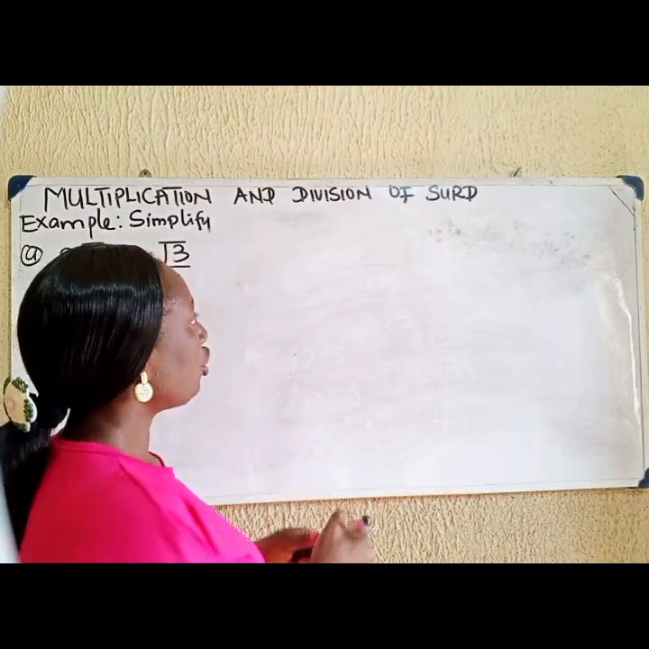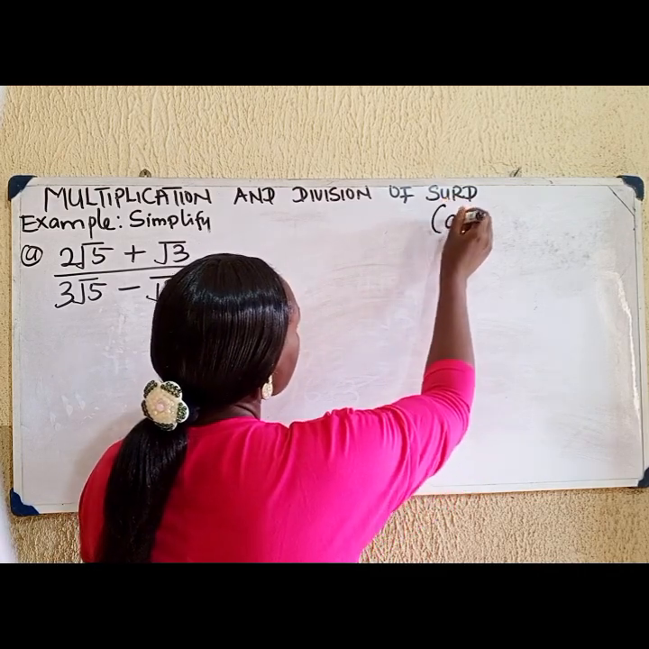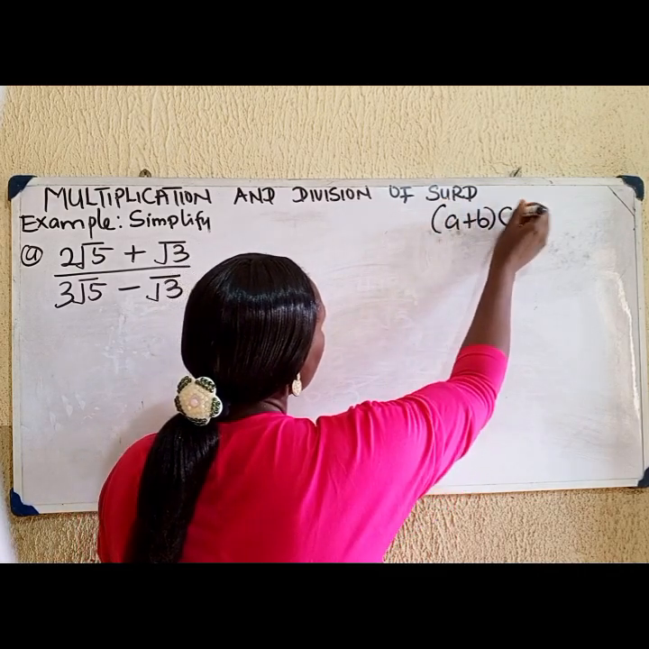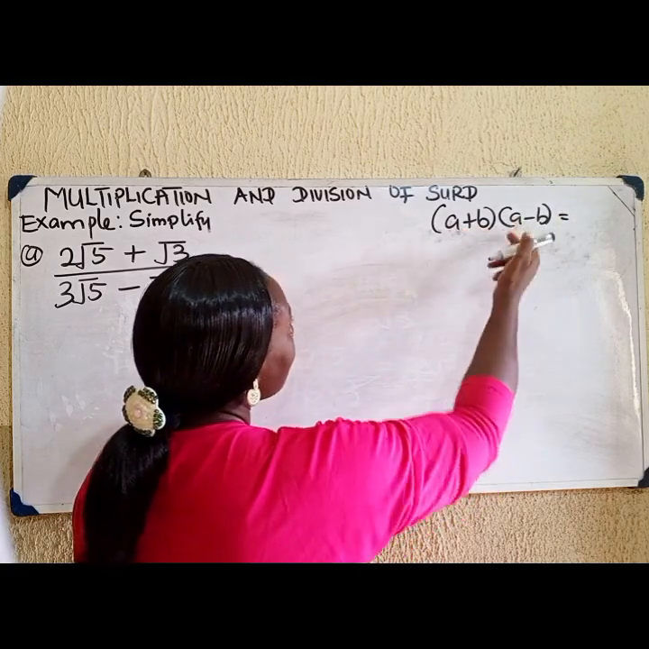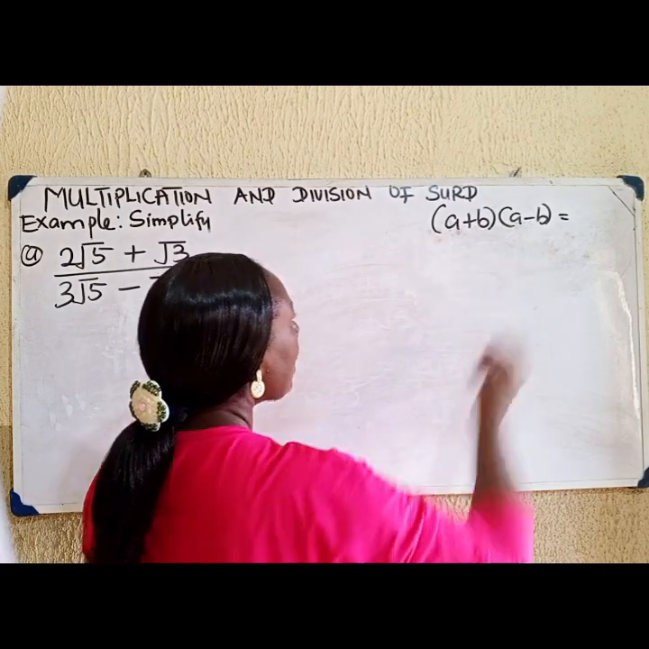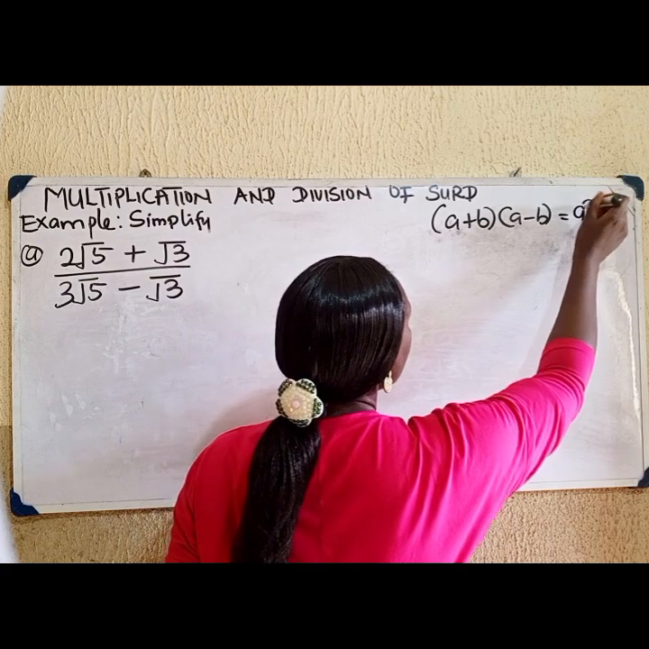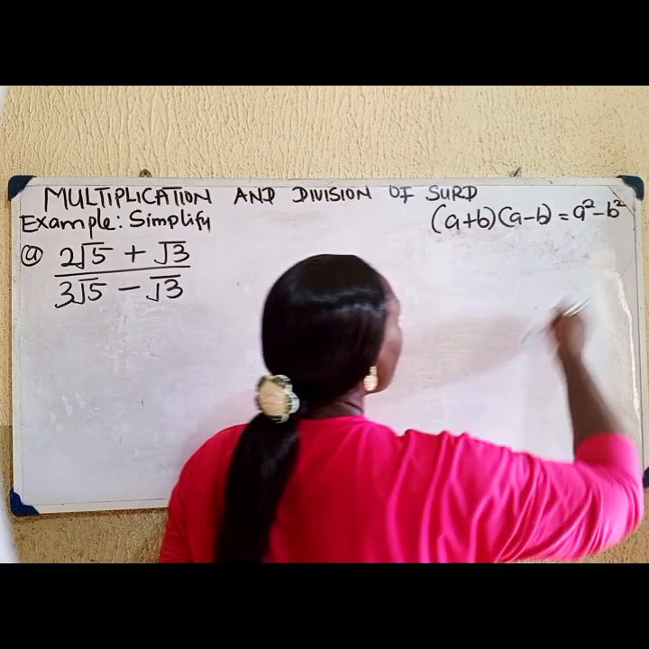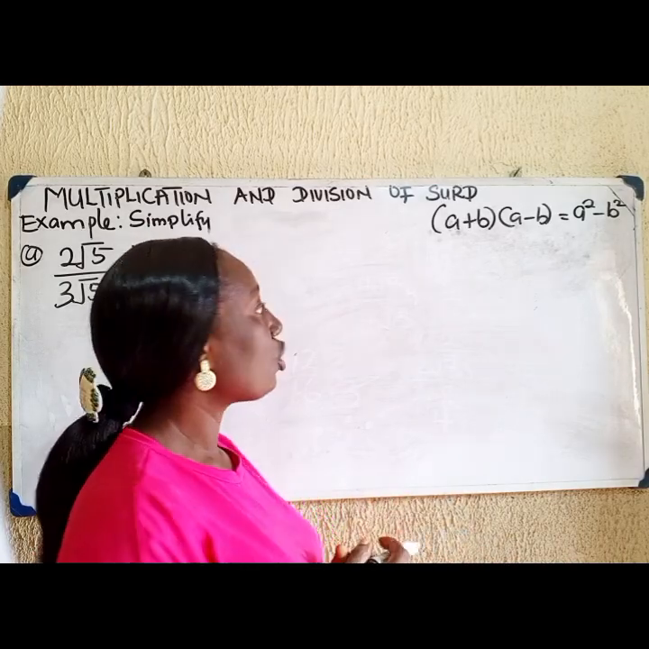Remember, in quadratic equations, we have what we call difference of two squares. We have something like (a + b)(a - b). When you look at this, they are the same thing. The only difference is the sign, plus and minus. So when you multiply this, we are going to have a squared minus b squared. We will not have a middle term again because the middle terms cancel each other.